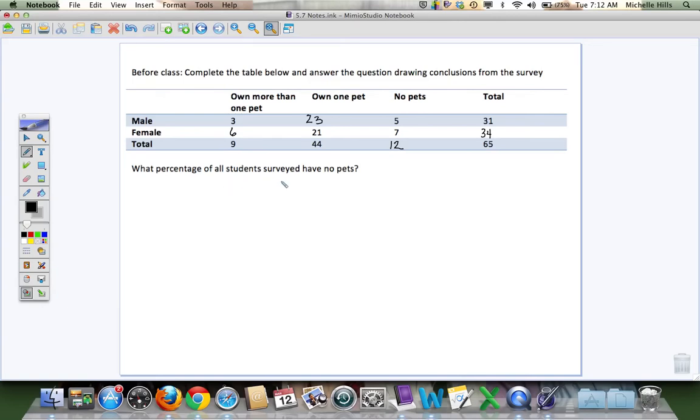What percentage of all students surveyed have no pets? So of all students, 65 is the total I'm looking at, have no pets. Well, 12 have no pets, so 12 divided by 65 times 100, again, to move that decimal place. 12 divided by 65 is 18.5%.